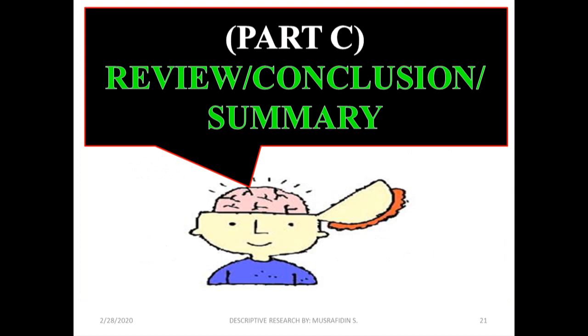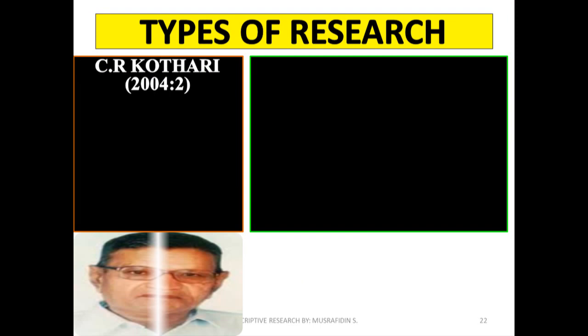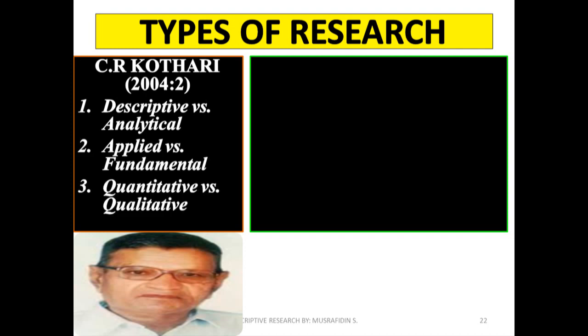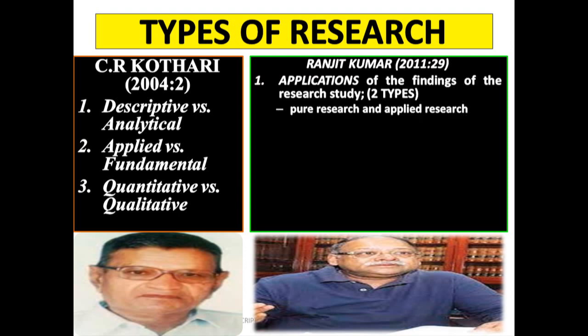Finally, now we come to part C, review, conclusion, and summary. Talking about research types, we have two sources, Kothari and Ranjit Kumar. Based on Kothari, he divides the types of research into three in general and six in specific. They are descriptive versus analytical, applied versus fundamental, quantitative versus qualitative. While Ranjit Kumar, three in general and eight in specific, based on the perspective of applications, divides it into two types, namely pure research and applied research.